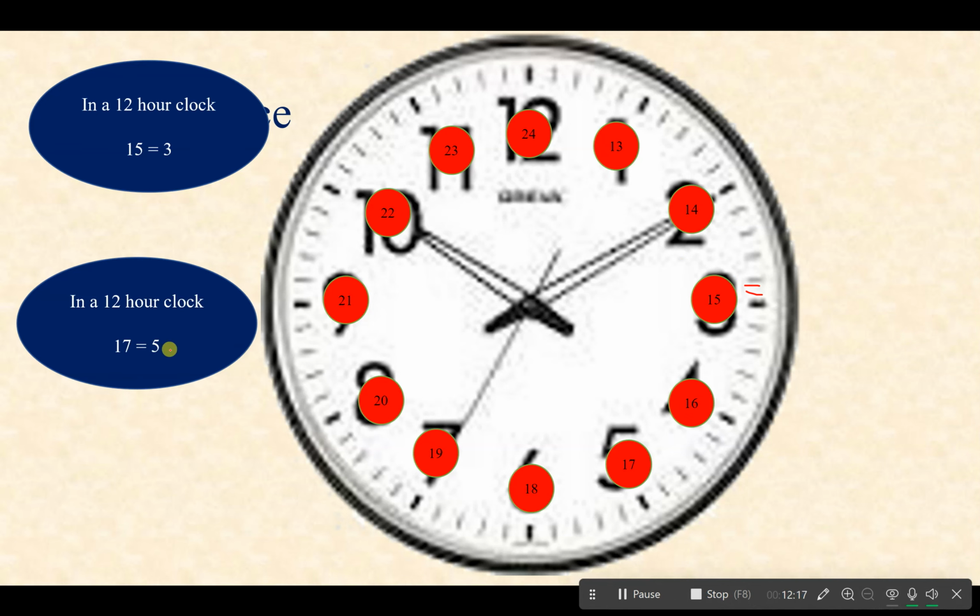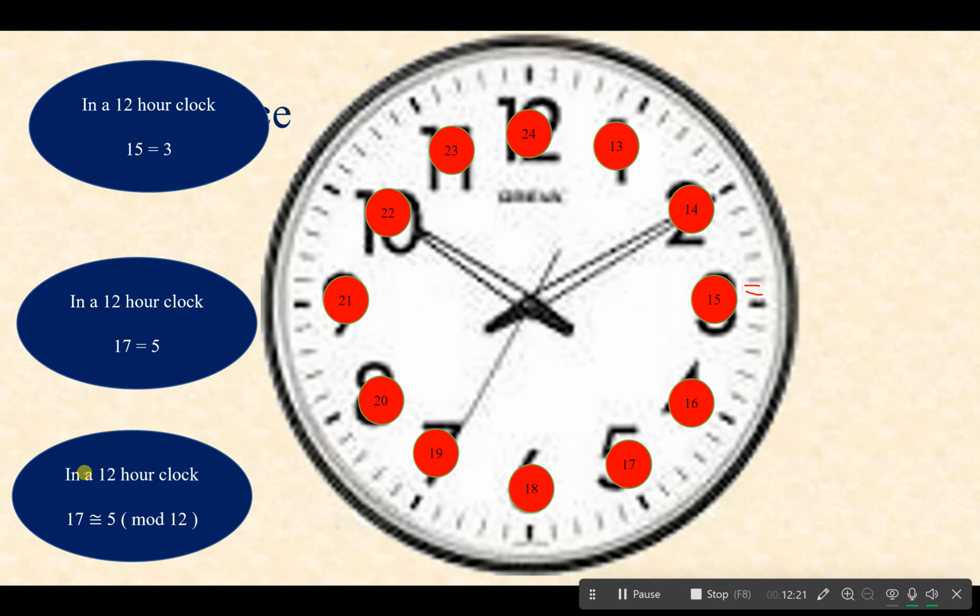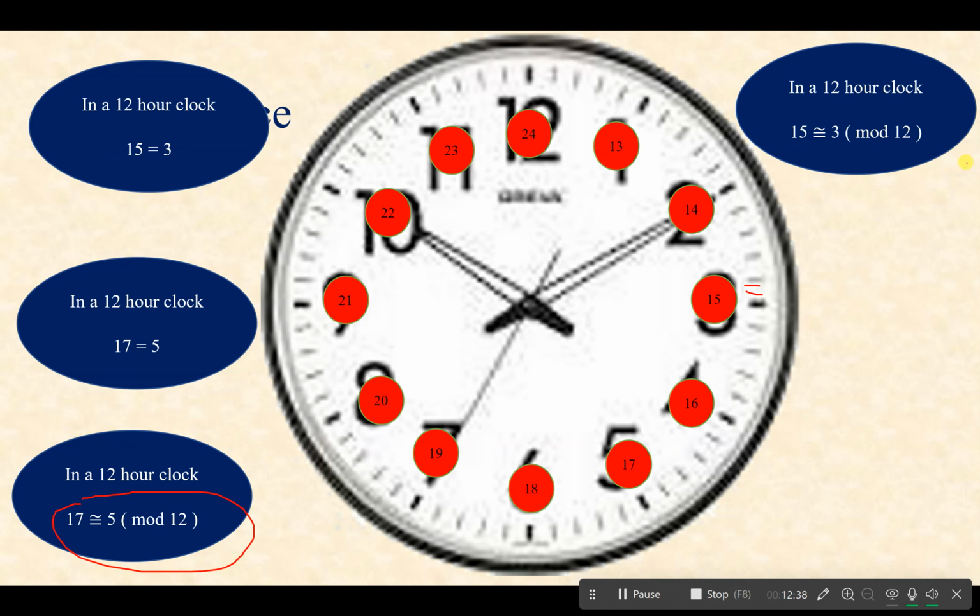So 17 hours is as good as saying it is 5 o'clock. So we can write in a 12-hour clock, 17 is congruent to 5 mod 12. That means in a 12-hour clock, 17 and 5 are the same. In a 12-hour clock, 15 is the same as 3. That we will write like this: 15 is congruent to 3 mod 12.